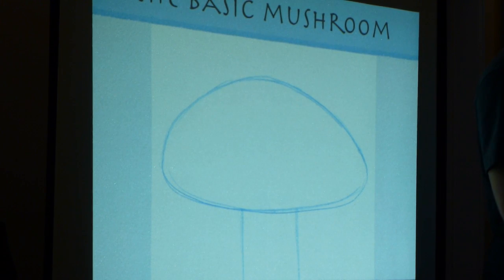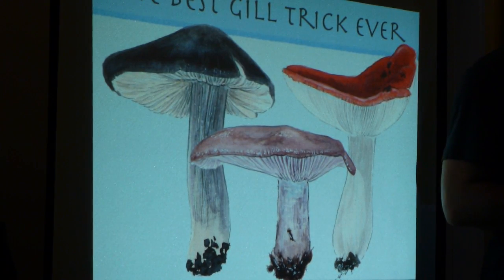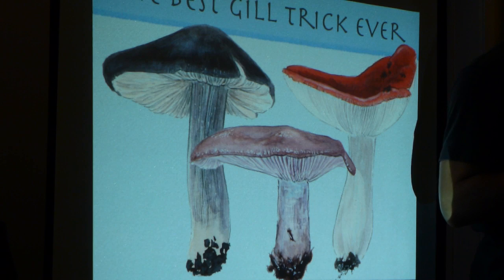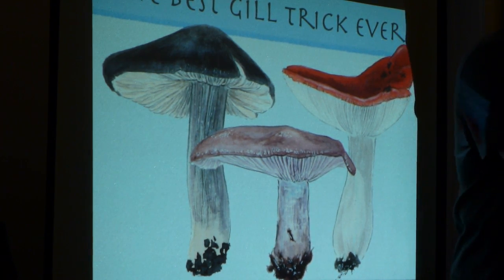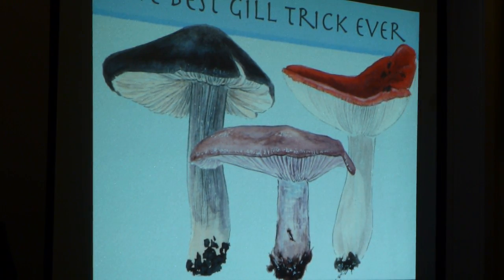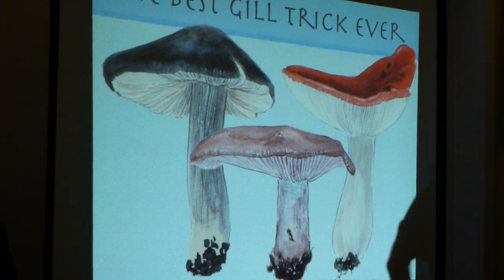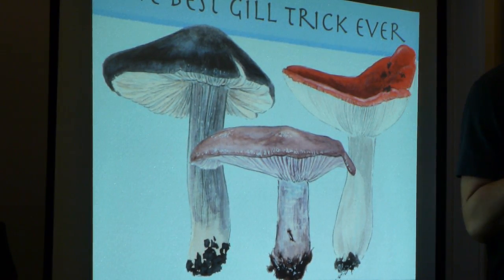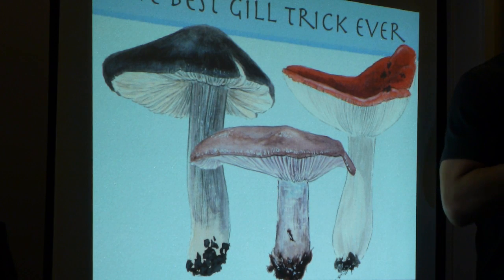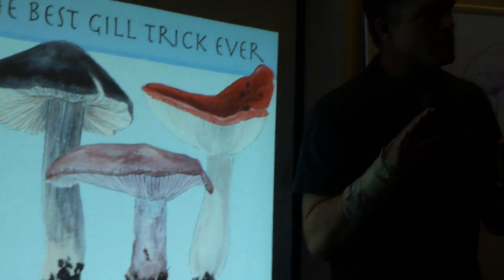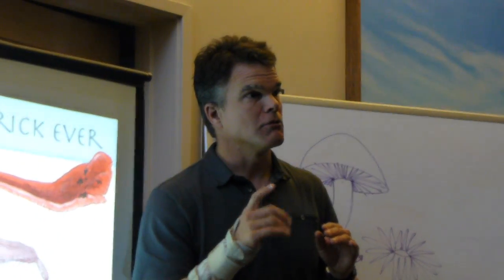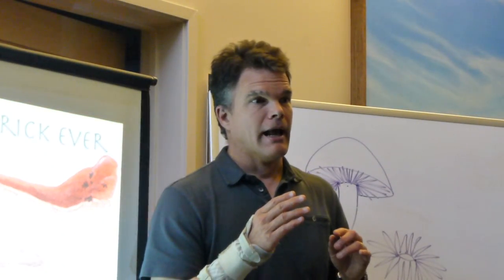But wait, there's more. Because you're about to learn the best gill trick ever. Are you ready? Ready. So the best gill trick ever. Now you thought that was pretty cool, kind of aligning those gills, all right? But here's the problem. A lot of mushrooms, like the agaricus we usually get in the supermarket, have very, very dark gills. Lots of mushrooms you're going to be looking at have white gills. You're looking at white-gilled mushrooms.